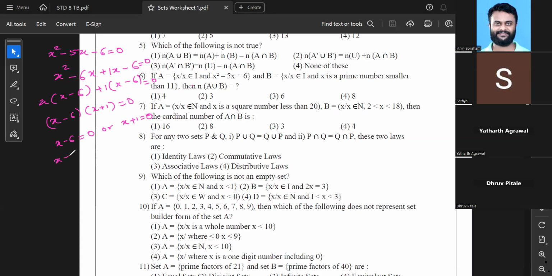Sir, but in the first statement you've written x square minus 5x, no, it's equal to 6 it was. I took 6 to this side, it became minus 6, and over here I got 0. That's how I got this.